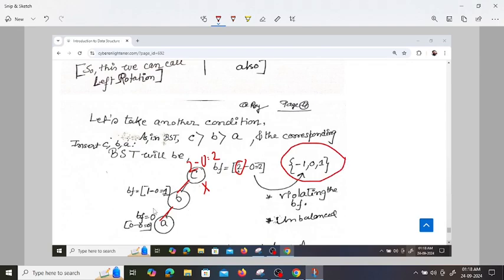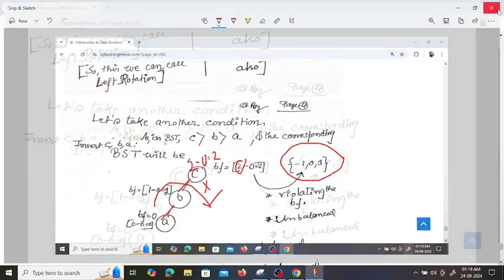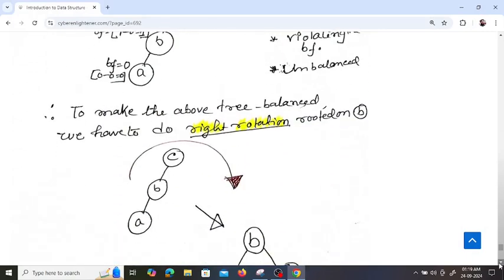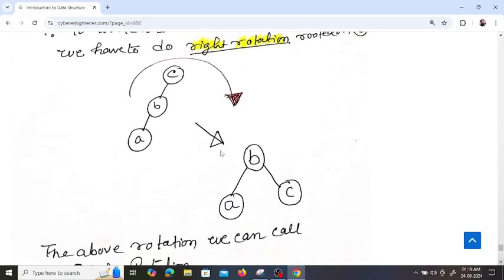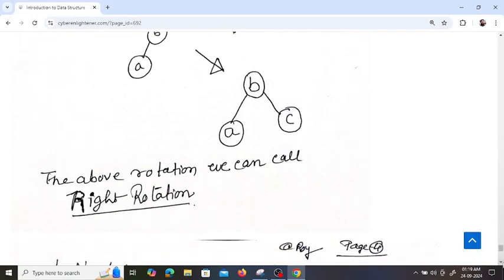In that case you will have a right rotation. That means B will be the middle node, C will come to the right, and A will be on the left side of B. So you have to do a right rotation. So this is B, A, C. We call the above rotation a right rotation.